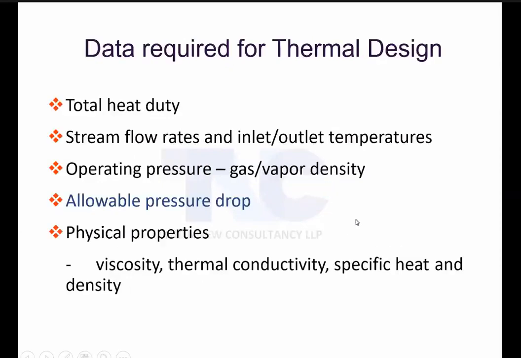Now, data required for thermal design. What are the data required? First, you should know the duty, the fundamental thing. Without that, you cannot design it, right? Then for duty, you need to know the flow rates, temperatures. So you need to get the conditions, densities, allowable pressure drop. When you do the Aspen modeling, you will know this is a fundamental thing, allowable pressure drop. You will know the pressure drop across the exchangers, your pumps, everything.